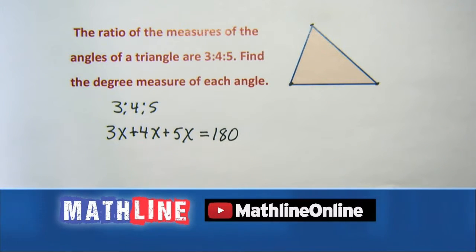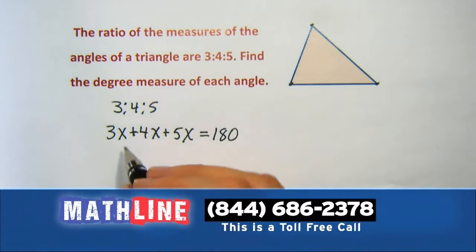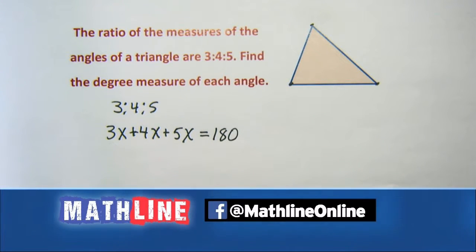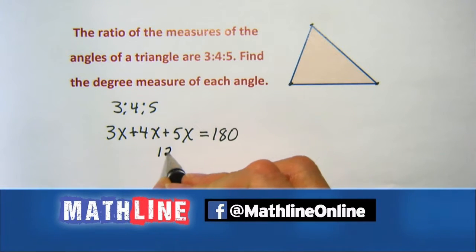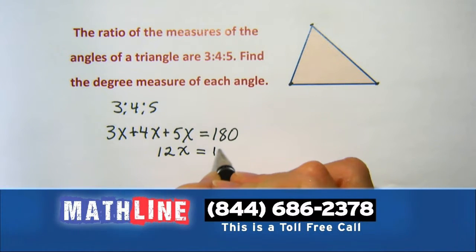I think we're set. Everybody set out there? Everybody got your problem ready to go? Now, here we go. Oh, they're like terms. They are, so we just add those up. We got a bunch of x's. We got 3 of them, 4 of them, 5 of them. Put them together, we got 12 of them, right? So 12x equals 180.